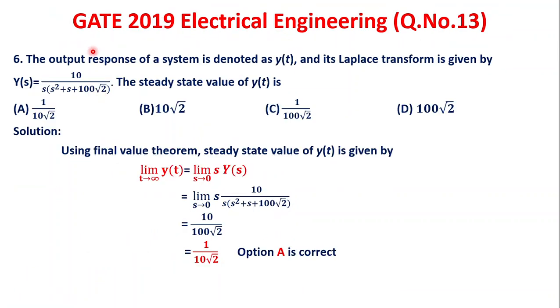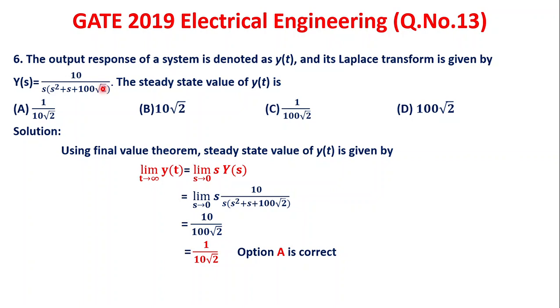Next, the output response of a system is denoted as y of t and its Laplace transform is given by y of s equal to 10 divided by s into s square plus s plus 100 by 100 to 2. The steady state value of y of t is, so they have given four options. So here they have given one output in Laplace transformation. They are asking steady state value.